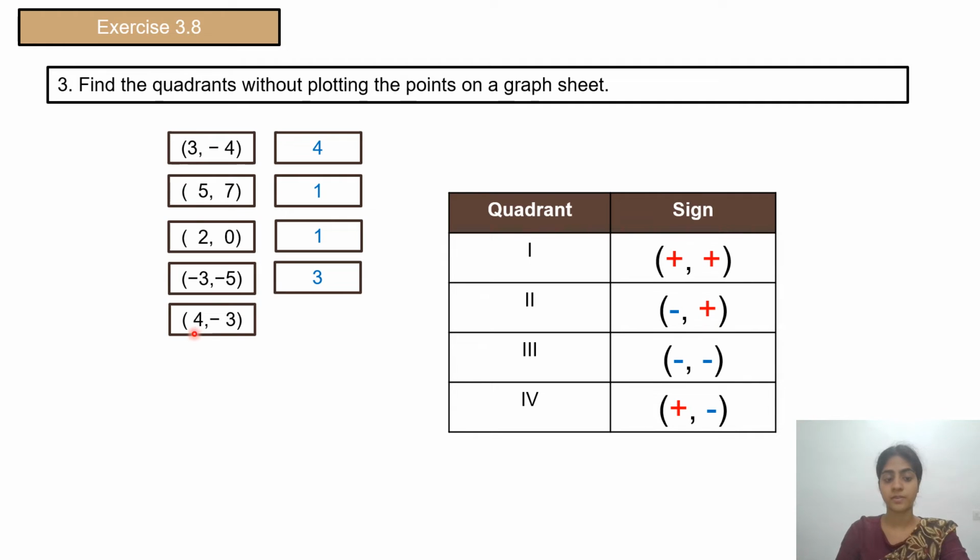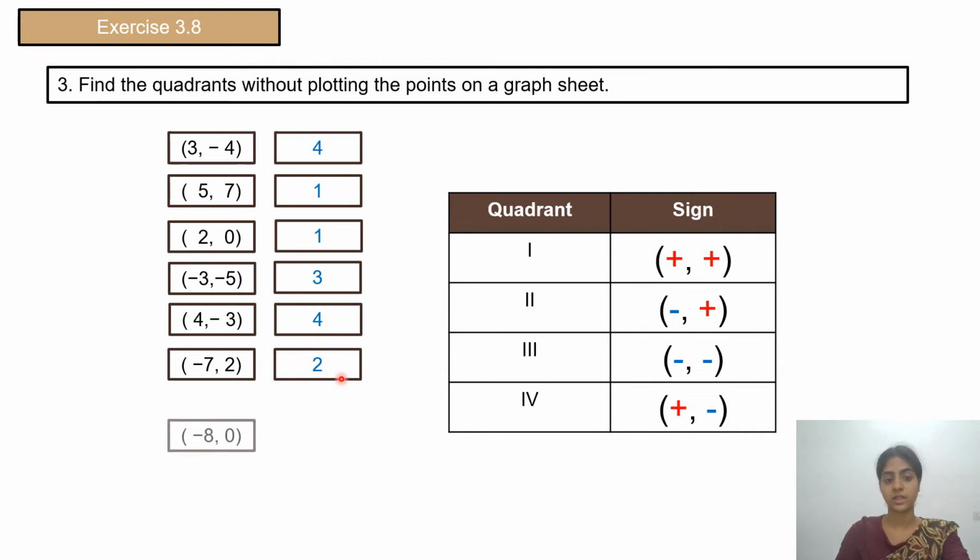And 4, -3. 4 is positive, -3 is negative. So positive, negative comes to fourth quadrant. And then -7, 2. -7 is negative value for x-axis and 2 is positive value for y-axis. So negative and positive comes for second quadrant. So -7, 2 belongs to second quadrant.